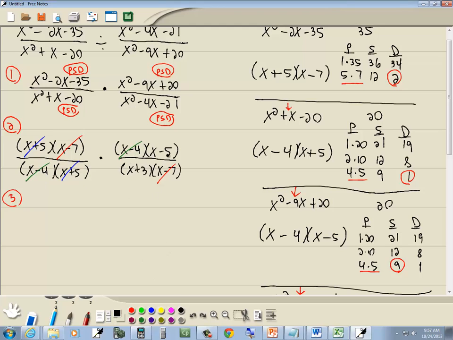And I guess that's everything that'll cancel, so I'm left with an x minus 5 on top and x plus 3 down below. And that's our answer.